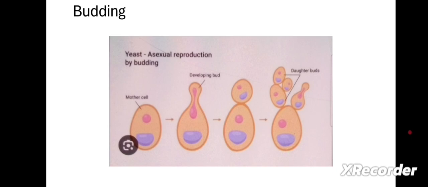The small bulb-like projection coming out from the yeast cell is called a bud. The bud gradually grows and gets detached from the parent cell and forms a new yeast cell. The new yeast cell grows, matures, and produces more yeast cells. Sometimes another bud arises from the bud, forming a chain of buds. So if this process continues, a large number of yeast cells are produced in a short time. Clear? Now, the third type of asexual reproduction is fragmentation.